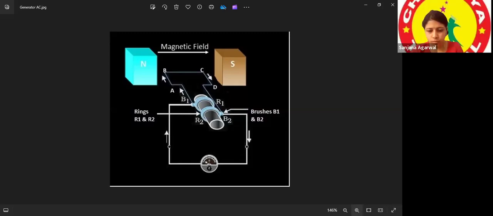Right from the beginning. A generator or dynamo is a machine used for generating electric current by converting mechanical energy into electrical energy.